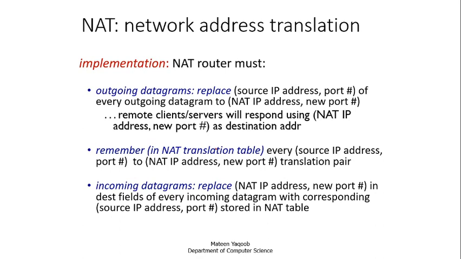So in order to implement NAT, the router will determine the outgoing datagrams and replace the source IP of every outgoing datagram with the NAT translated IP address and a new port. The server response will be received on the NAT IP address and sent to the destination. It will remember the address translation table, and whenever an incoming datagram comes for the host, it will translate back, doing the address translation at the receiving end as well.